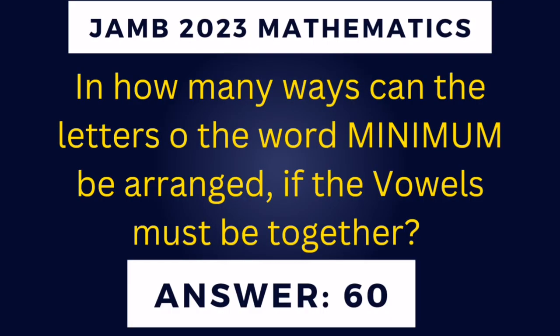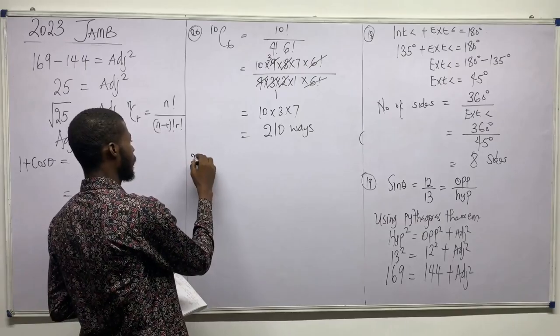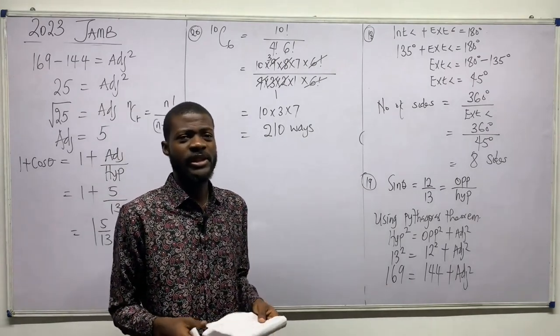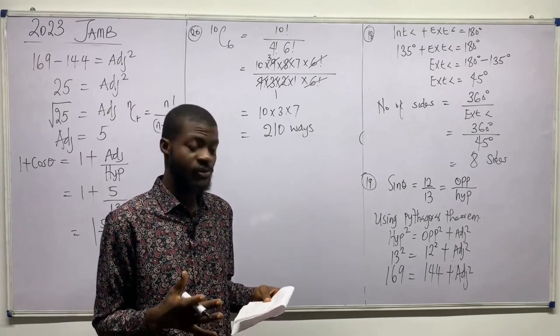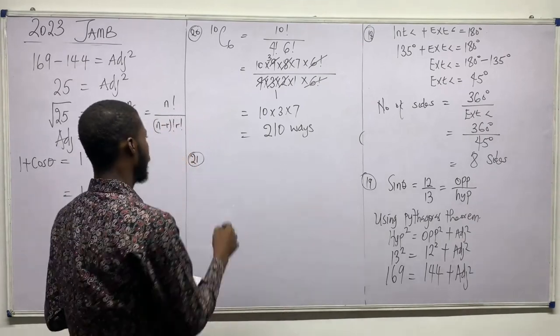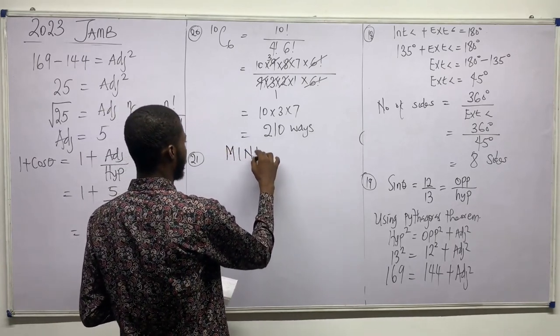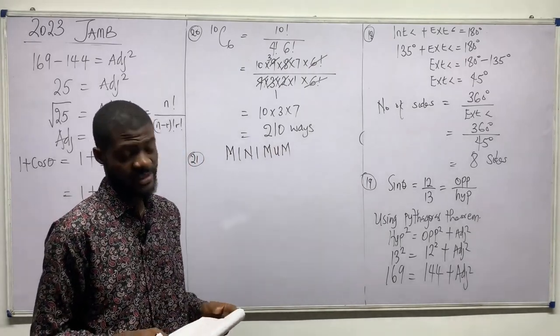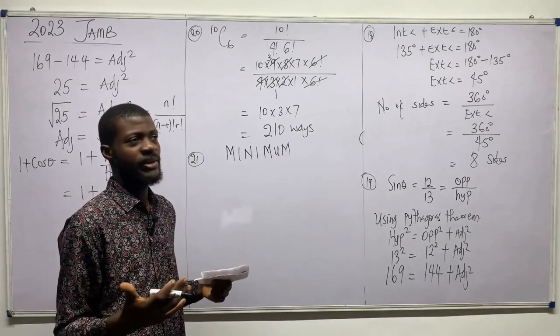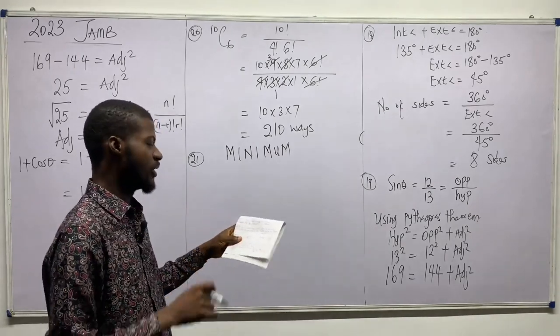21. In how many ways can the letters of the word minimum be arranged if the vowels must be together? Many a times this question can just be given to you without condition. If it's without condition, it's much easier. So see what I'm going to do here. They said minimum, and they said the vowels must be together, that's the condition. So I'm not going to do this the normal way. The normal way is actually very easy. So let us do it with this condition.